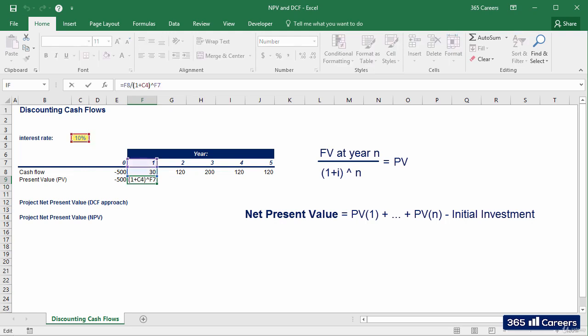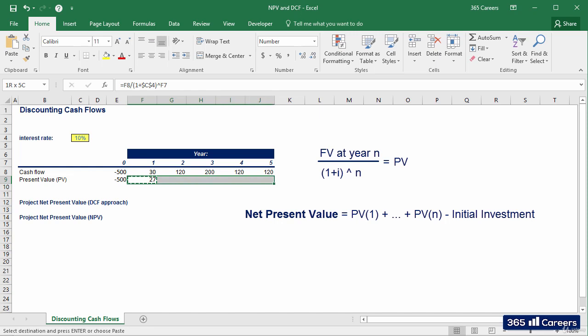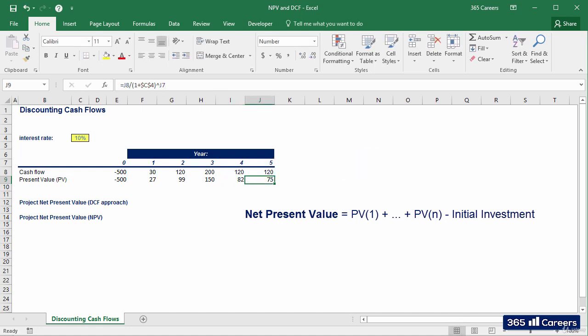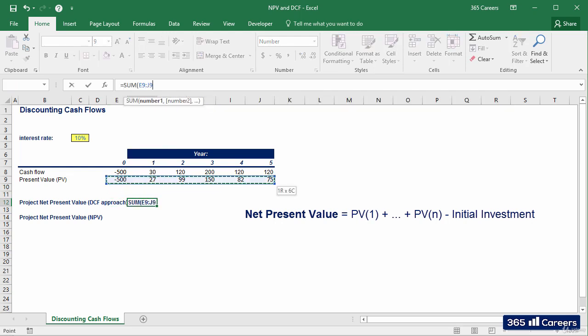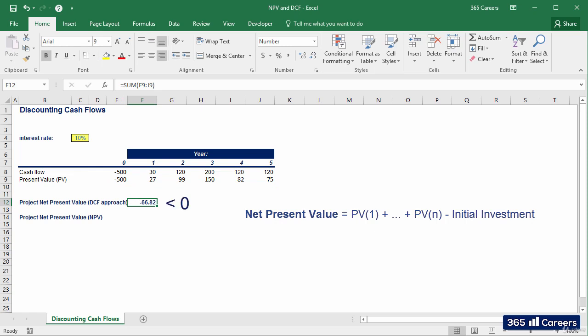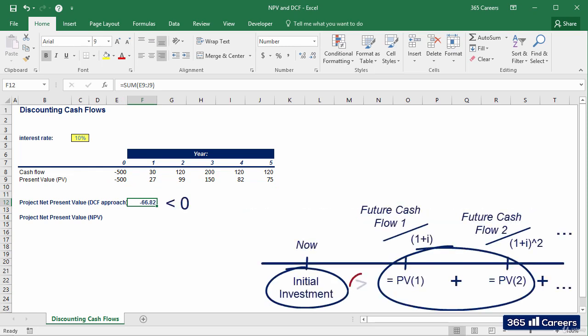If we fix the cell references of the interest rate with dollar signs. Great! This is how I obtained the discounted cash flows that will result from building the plant. Let's sum them with the initial investment that is necessary, and we'll find the net present value of the project. The sum is negative, which means that the project is not feasible and should be avoided.